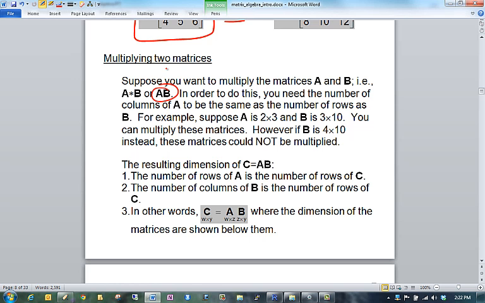And in order to multiply two matrices together, you need to have the following hold true. The number of columns of A needs to be the same as the number of rows of B. So for example, if A was a 2 by 3 matrix and B was 3 by 10, you could multiply these matrices together. However, if B was something else, where the number of rows wasn't equal to 3, then you cannot actually multiply the two matrices together. And you'll see why that occurs shortly.